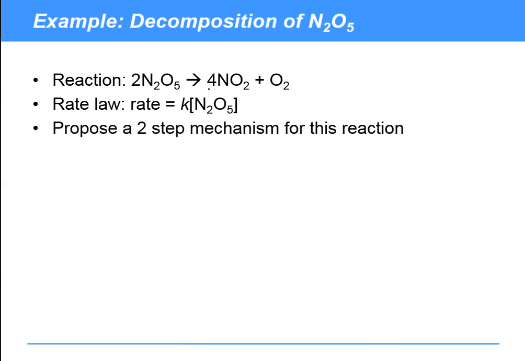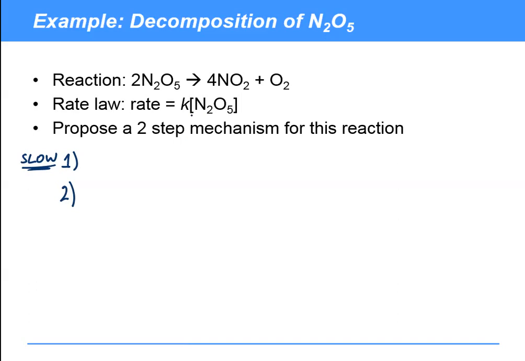So here we just have a reaction. Dinitrogen pentoxide is decomposing to make 4 NO2s and an O2 molecule. The rate law that comes out of this is this one here, and we've been asked to propose a two-step mechanism for this reaction. My first tip is to try to start with the slow step as being the first step. So if we put step number 1, step number 2, step number 1 is the slow step, the rate determining step. That would be my advice, and always make sure in answering these questions that you actually say which is the slow step.